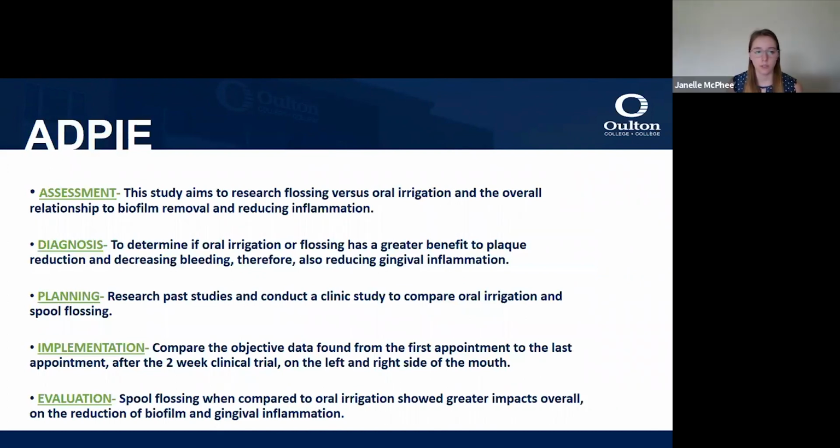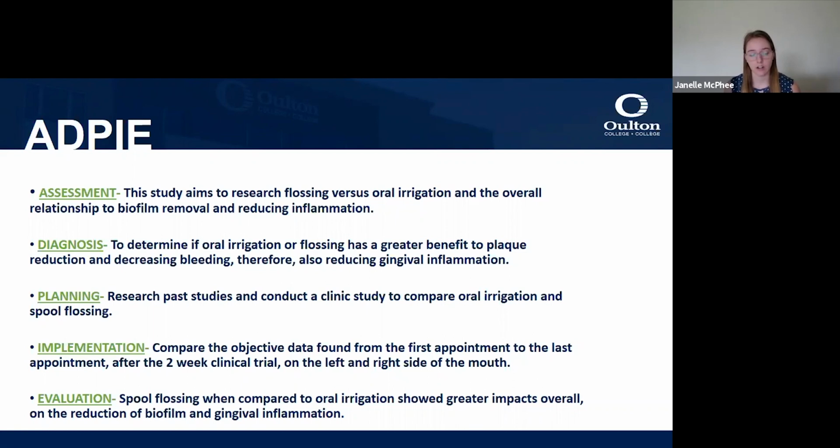So to organize our study, we used ADPI. That began with our assessment, and this study aimed to research flossing versus oral irrigation and the overall relationship to biofilm removal and reducing inflammation. Our diagnosis was to determine if oral irrigation or flossing has greater benefit to plaque reduction and decreasing bleeding, therefore also reducing gingival inflammation. The plan was to research past studies and conduct a clinical study to compare oral irrigation to spool flossing. We implemented this by comparing the objective data found from the first appointment to the last appointment after the 2-week clinical trial on the left and the right sides of the mouth.